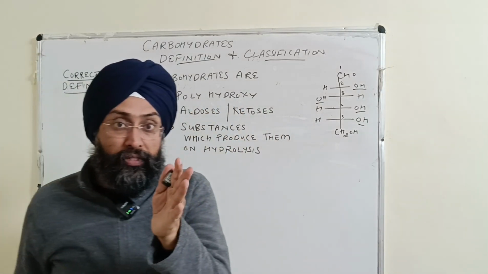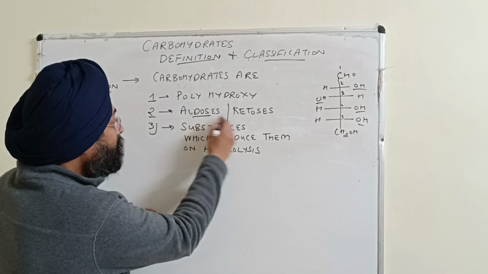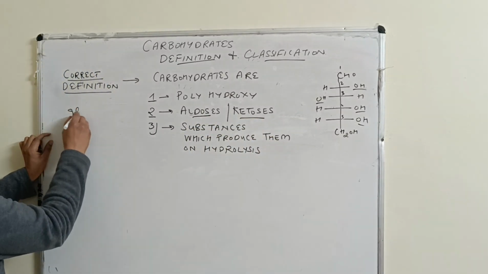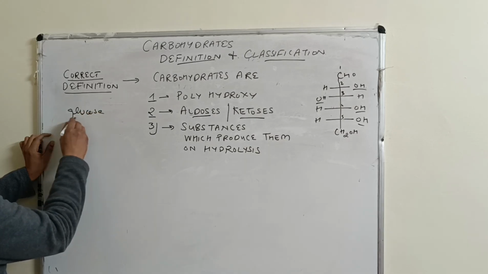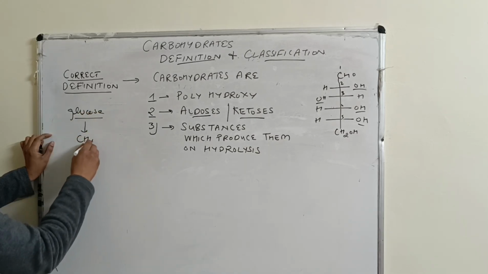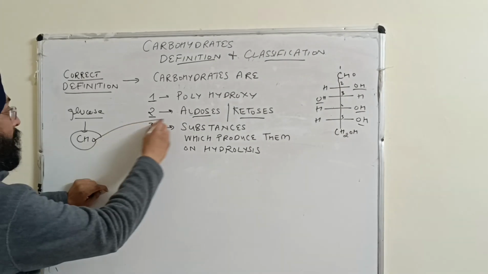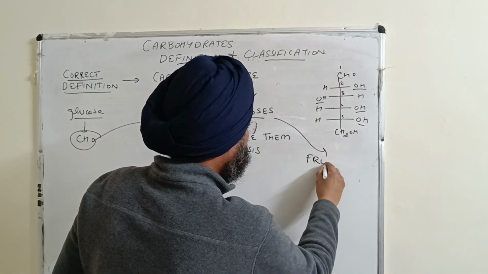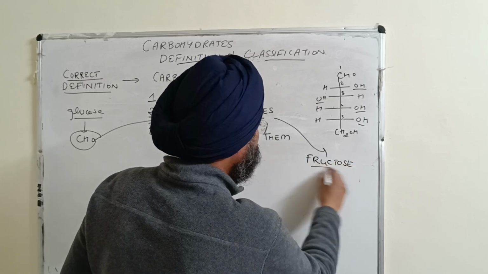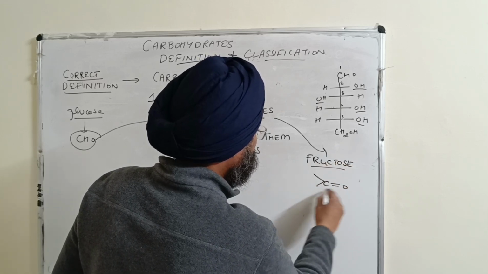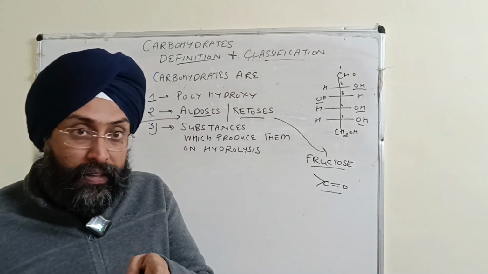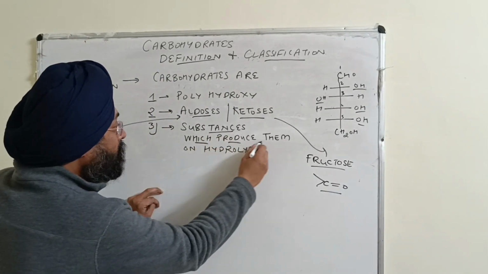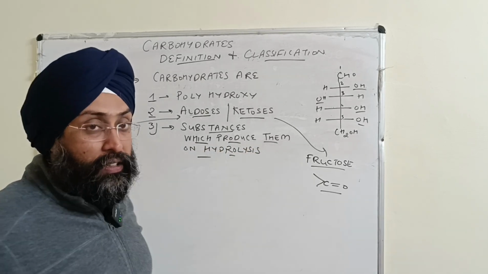And the second part of the definition is they can be aldoses or ketoses, right? For example, we have glucose. It contains CHO group, that is our aldehyde group, right? And in case of ketose, we will have fructose, right? When it will contain keto group, right? So the second aspect is covered, and the third aspect is substances which produce them on hydrolysis, right?